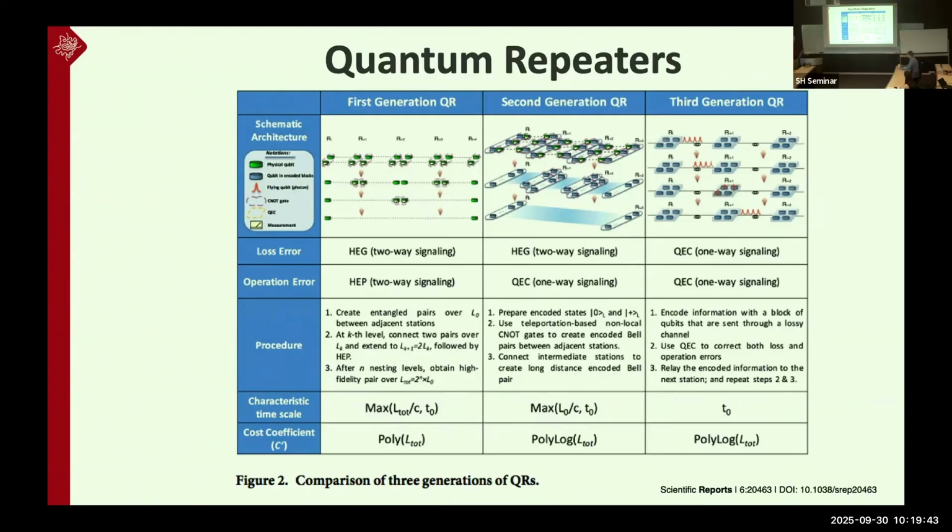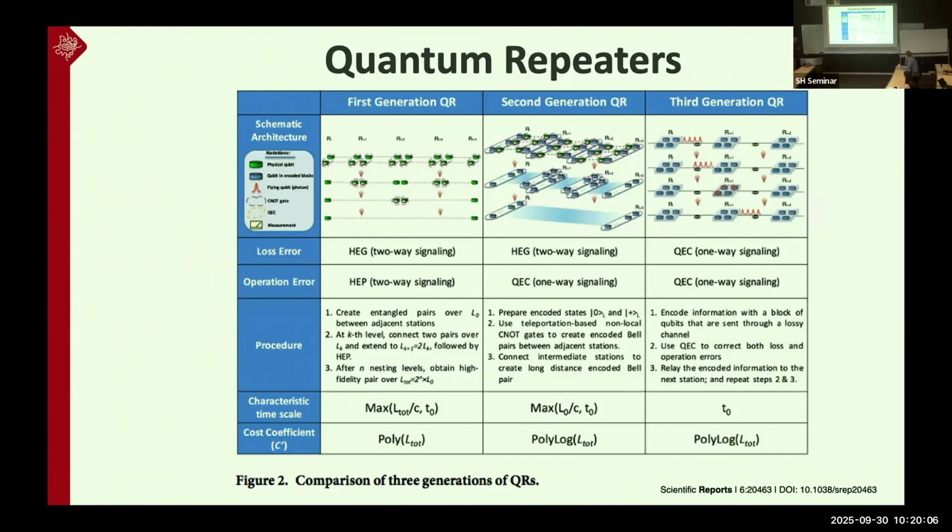The third generation isn't distance dependent at all anymore. It depends on how fast you can do operations within your repeater node. So whether the repeater stations are 1K apart, 4K apart, it doesn't care. It only says, what is the time to do gate operations? Then we need to think about cost.